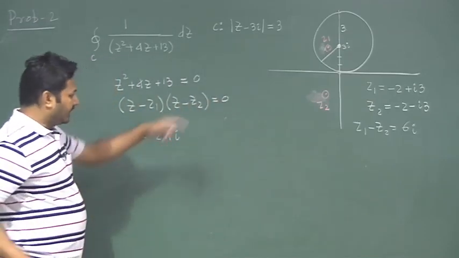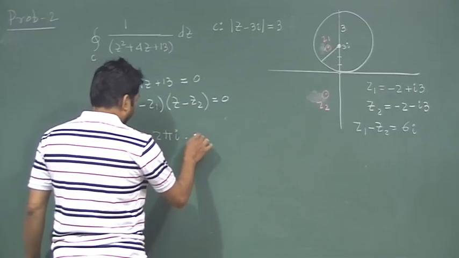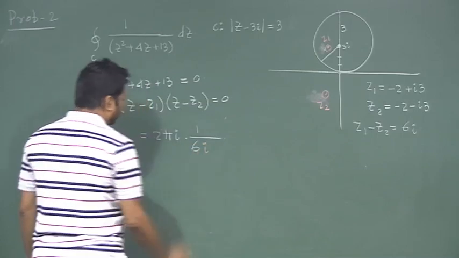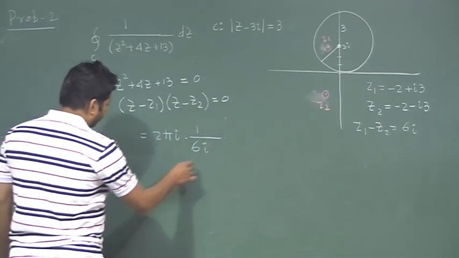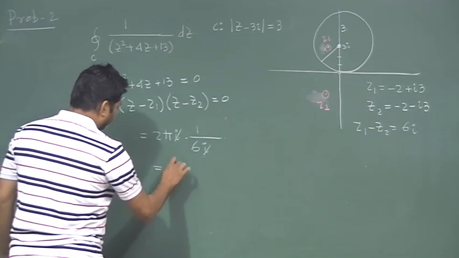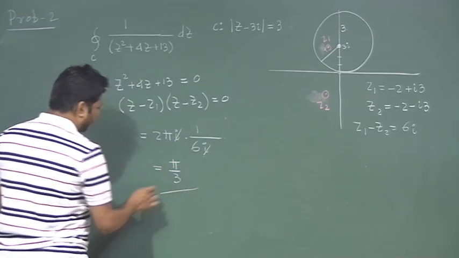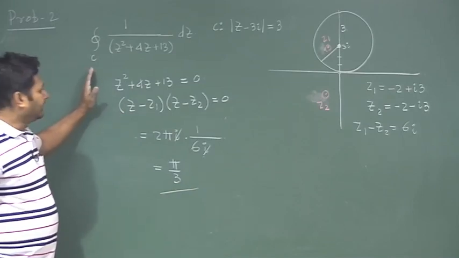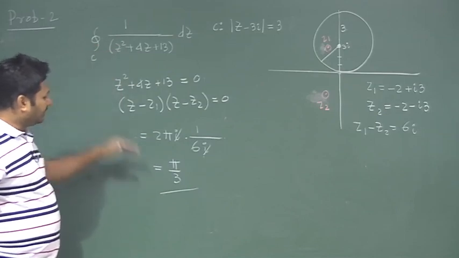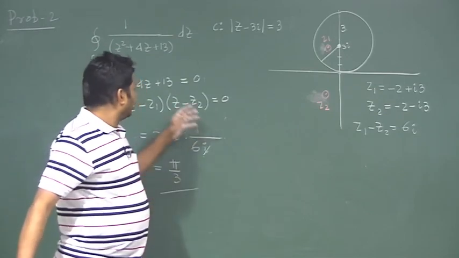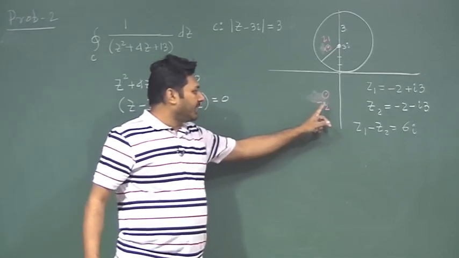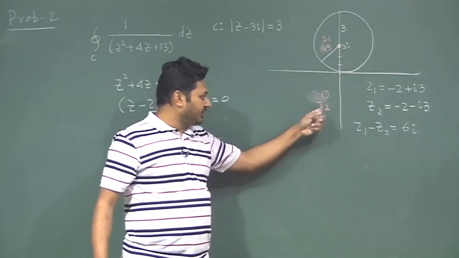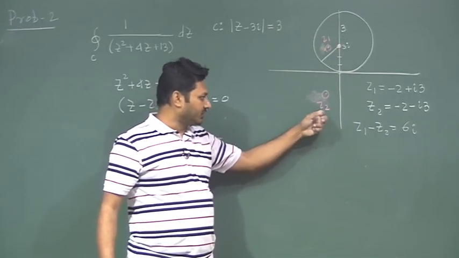So, the residue I figured out is 1 divided by 6i. 1 divided by 6i, the i will cancel out, so it should be something like pi by 3. It seems to be pi by 3. So, we find the value of this integration is pi by 3. We should not have calculated the point at z equal to 0. As I mentioned, this is outside, but if the radius were bigger and included this z2 point, then we would need to take care of the z2 point also.